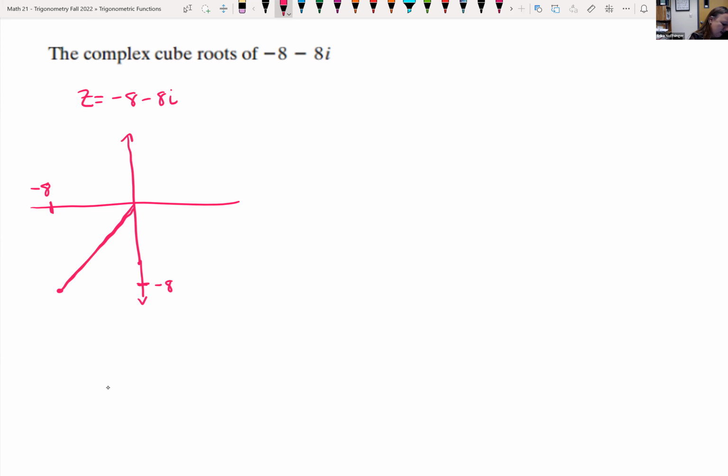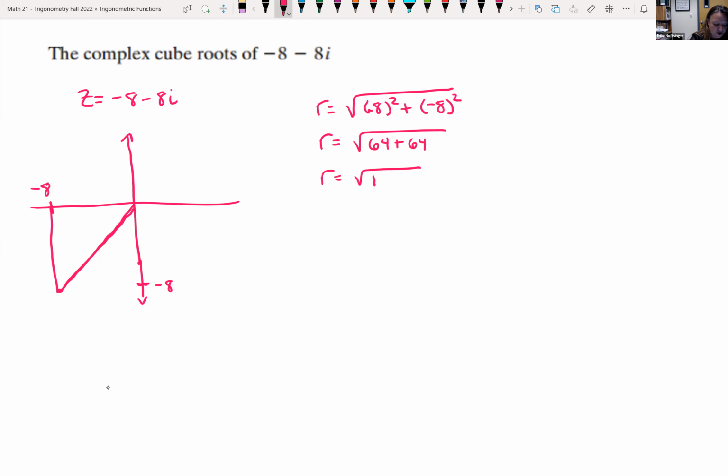I can make my triangle. I can figure out what R is. R is equal to the square root of my real part, negative 8, quantity squared, plus my imaginary part, which is negative 8, quantity squared. So R is equal to the square root of 64 plus 64. So R is equal to the square root of 128.